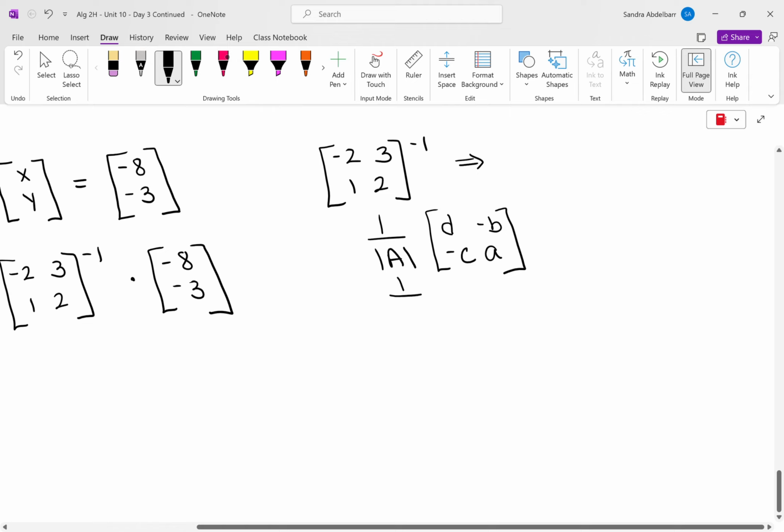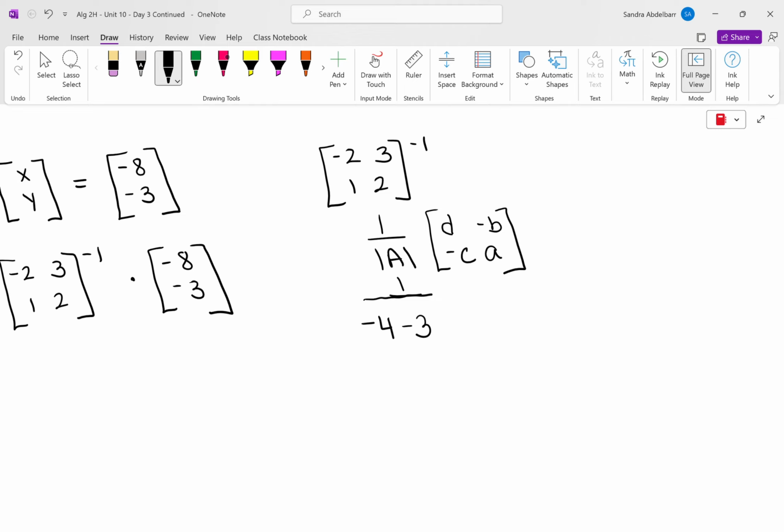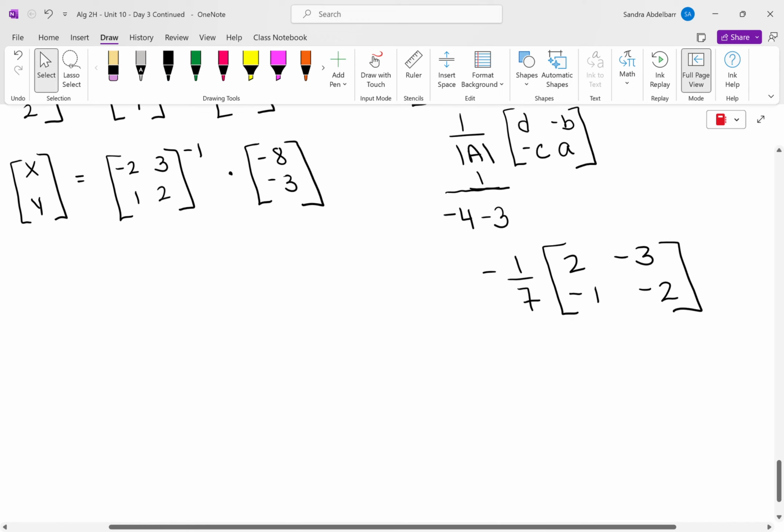So if I want the determinant of this, remember it's AD minus BC. So we are negative 4 minus 3, so this is negative 1/7 times, switch D and A, and then negate B and C. Now I'm going to distribute in that negative 1/7.